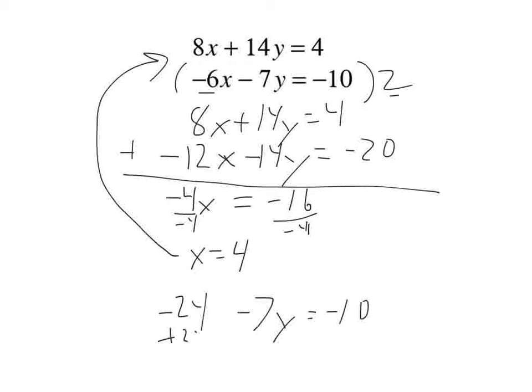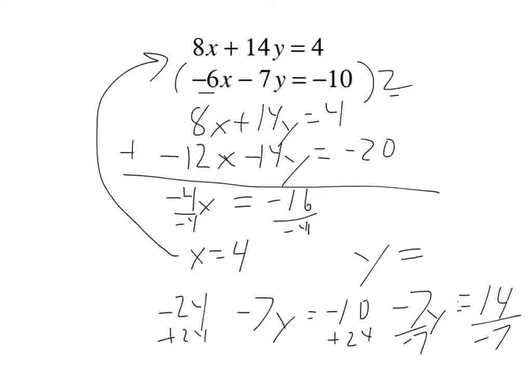I'm going to add 24 to both sides, and I'm going to find that y equals, I'm goofing that up. See, I'm not perfect either. Negative 7y equals 14, because that's what that works out to be. I'm going to divide by negative 7, divide by negative 7, and my y is going to equal negative 2.